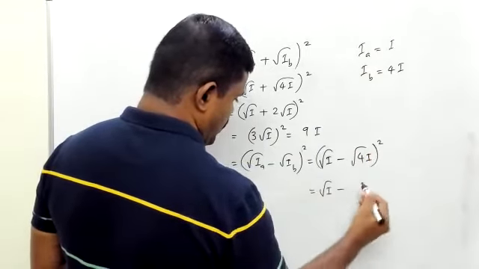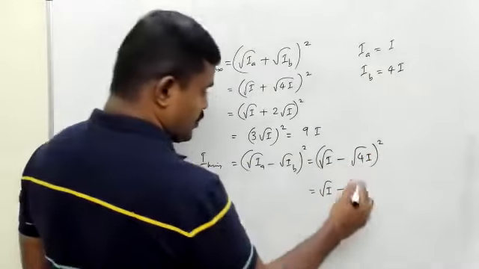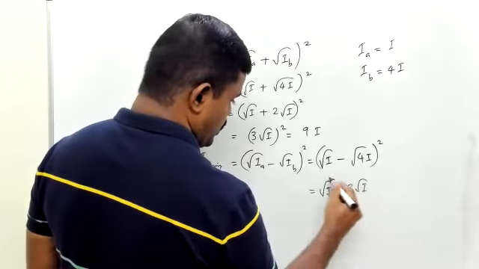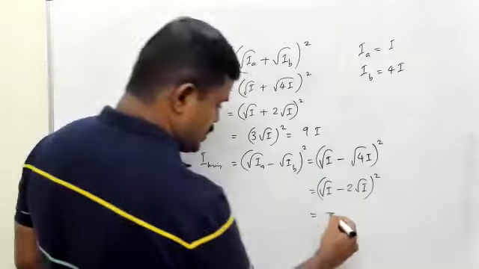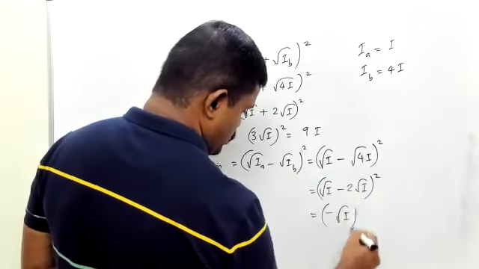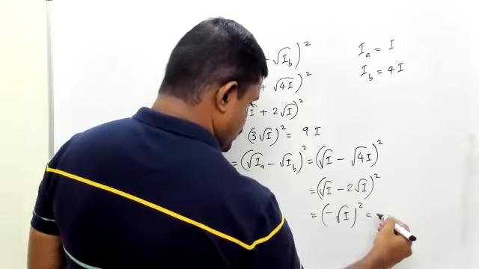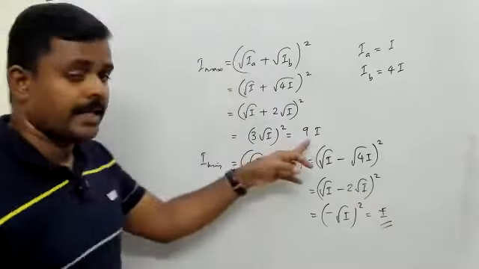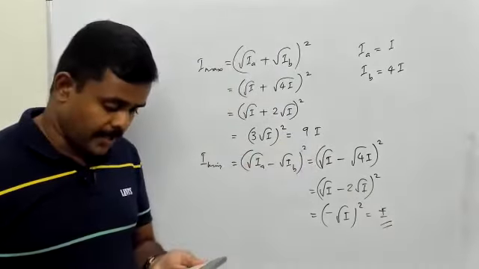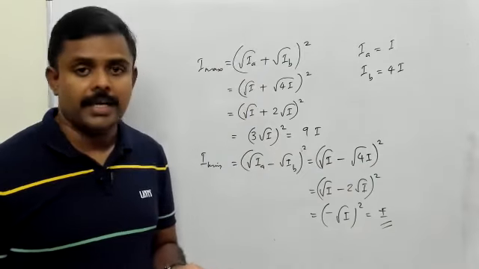So root I minus root 4I is what? Root 4 is 2, so 2 root I, the whole square. 1 root I minus 2 root I is minus root I, the whole square. Minus square is plus, root I square is I. So the maximum intensity is 9I, minimum intensity is I. Answer is option C, 9I and I.